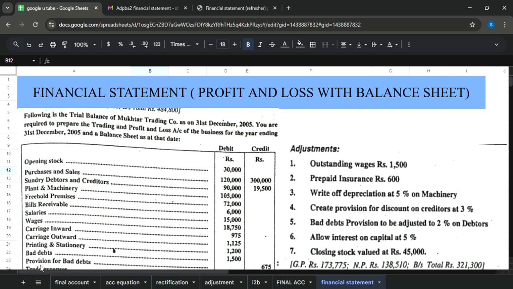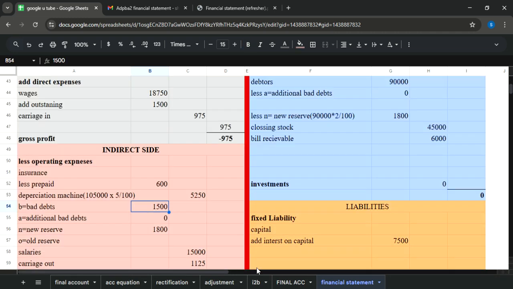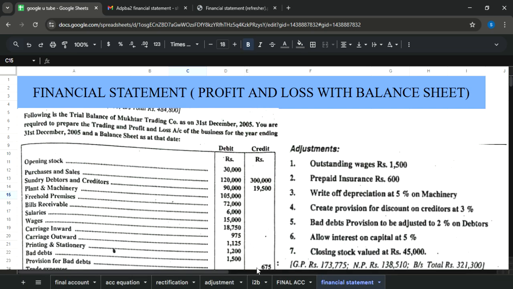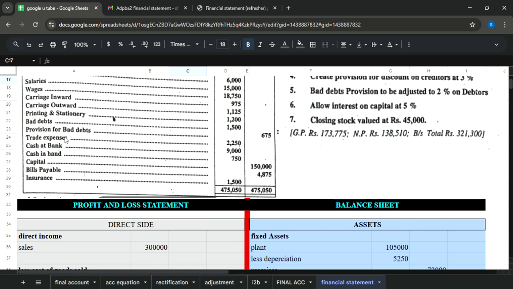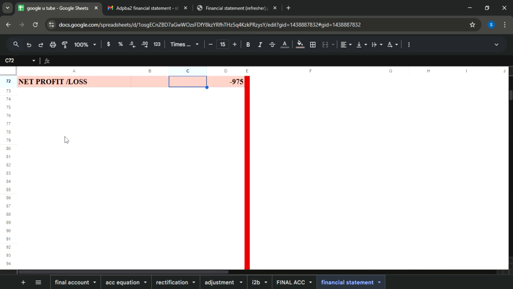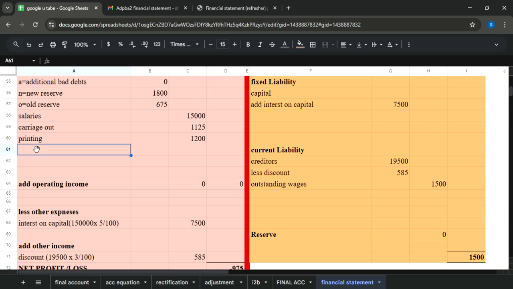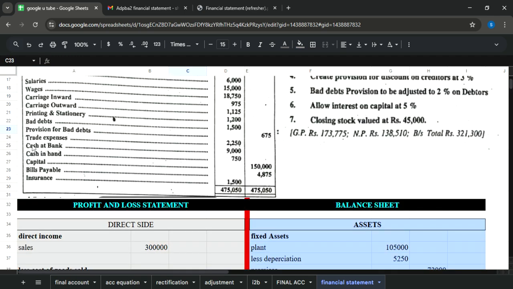After bad debt we have provision for bad debt. This is present in trial balance, it means old 675. Here you will mention formula was already written. Alright guys, after provision for bad debts we have trade expense. This is your indirect part, so here you will write trade expense, and amount of trade expense is 2250.